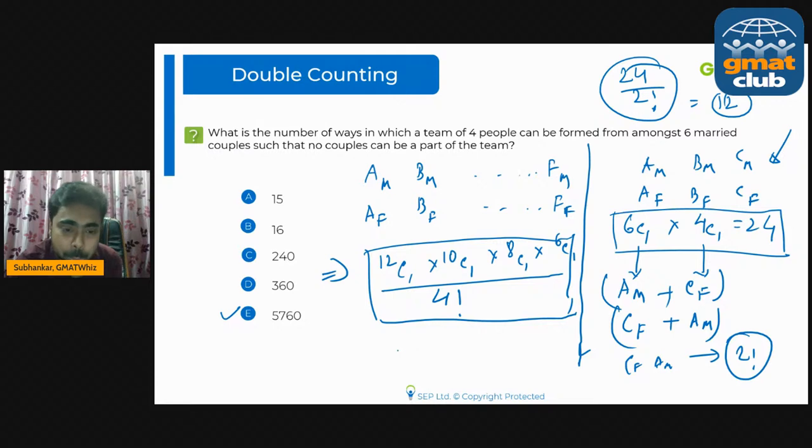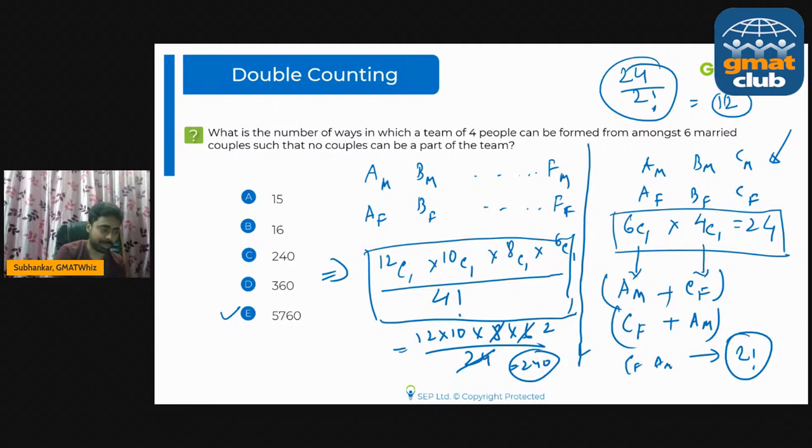Okay. So quickly do that. 12 into 10 into 8 into 6 divided by 24. So I get 240. So this 240 is my answer for this question. Okay. I'll give you another approach for this question. So don't worry. But before that, can you please confirm? Can I move to my next approach?